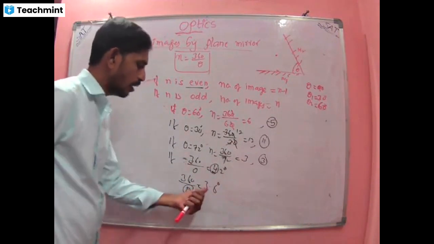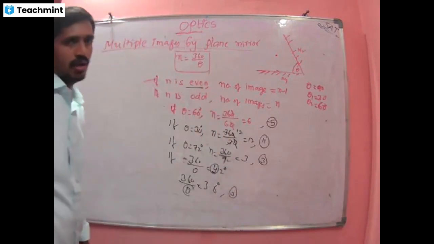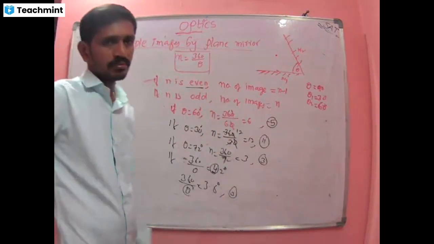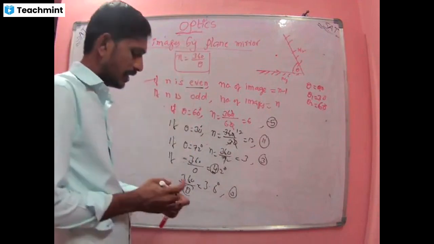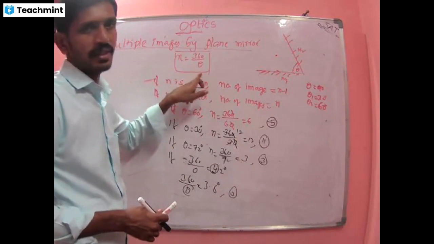In that case, we can take only the integer part. So the number of images is only 3. This is the point we have to observe. We should know this, because in the previous MCET examination there were so many questions from this area. The number of images is n = 360/θ - 1.